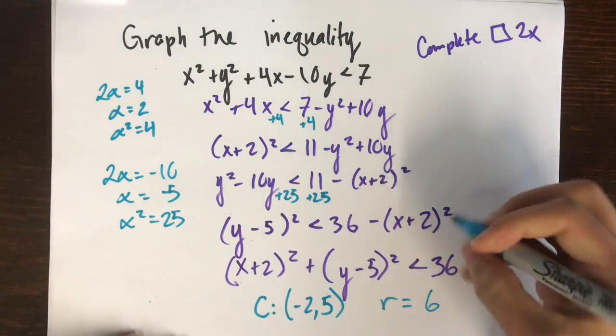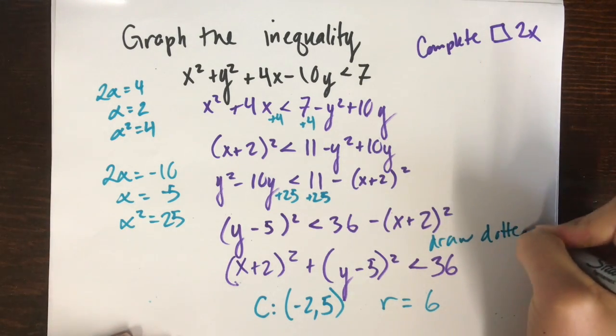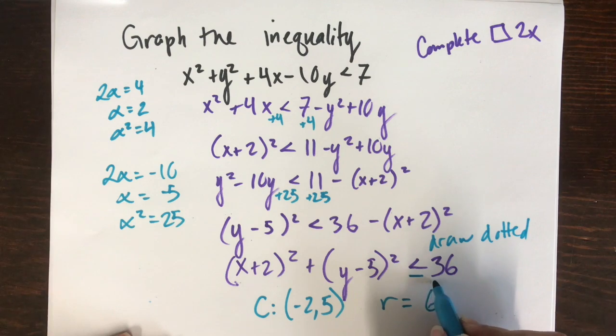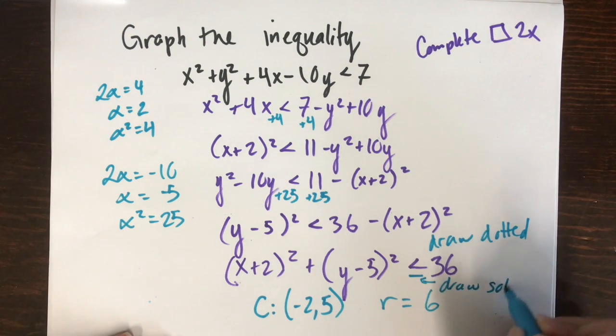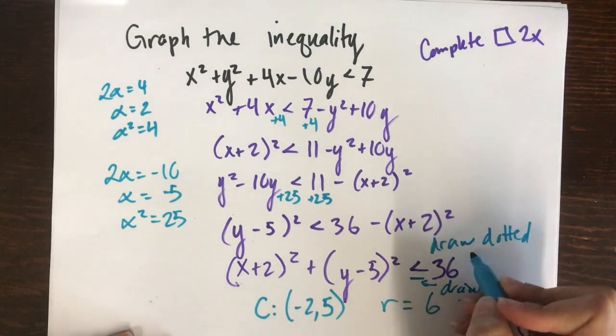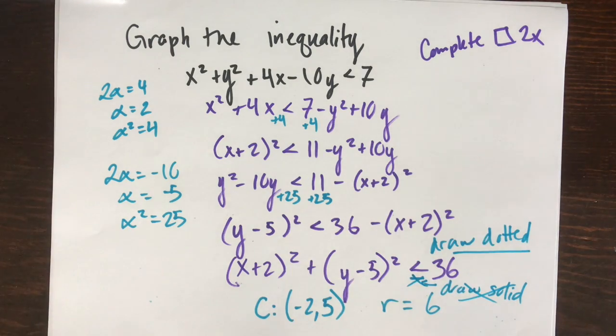Now really quickly, this is a less than sign. So I'm going to draw a dotted line for the circle boundaries. If it were less than or equal to, I would draw a solid line. Okay, but I'm not going to draw a solid line here. I'm going to draw a dotted line because it was just less than, not less than or equal to.